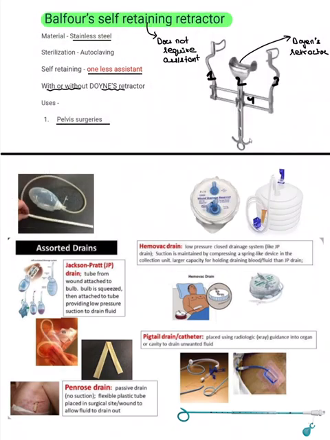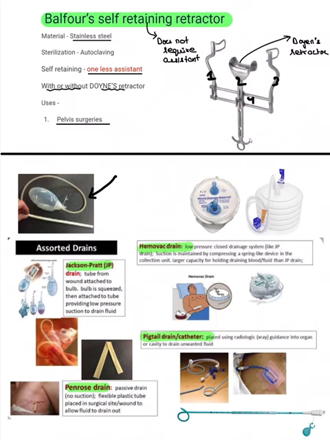Now coming on to the next very important part, that is the drain. If we talk about drains, guys, we have a Jackson-Pratt drain, a Penrose drain, a Hemovac drain, and a pigtail drain or catheter. These drains you commonly see in your ward, okay, and I have seen them in my clinical posting. These are the Jackson-Pratt drain, known as the JP drain. When the bulb is squeezed, there is negative pressure that helps in suction.